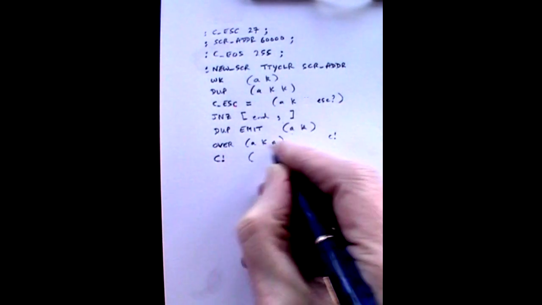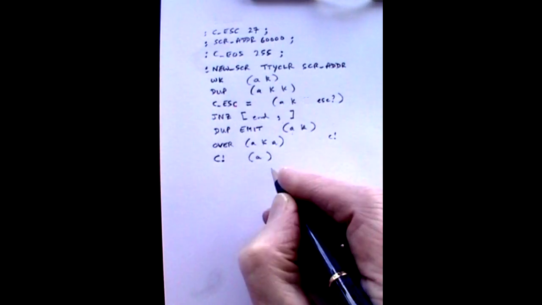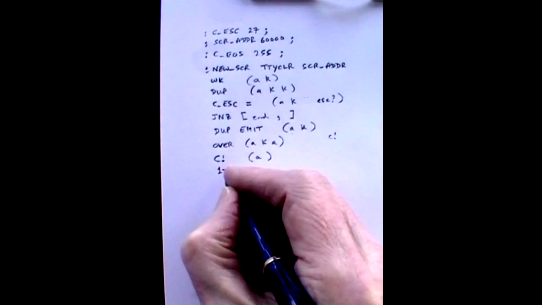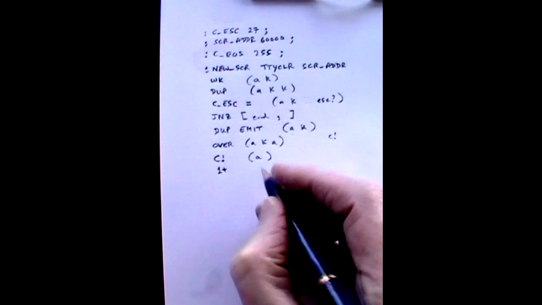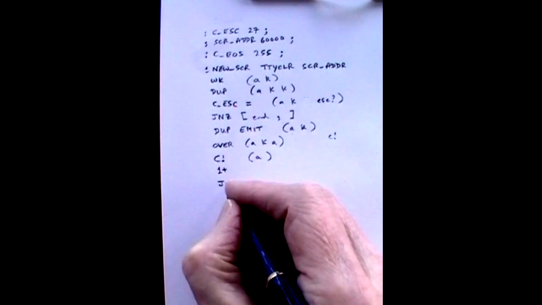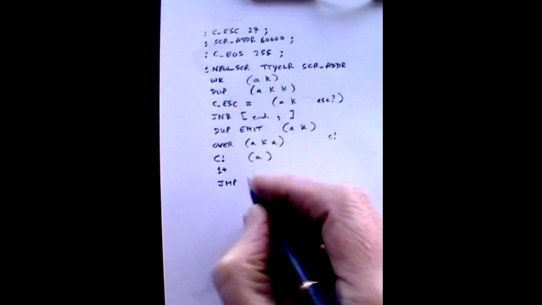As I mentioned, that consumes the top two, and we're left with the address on the stack. We can increment this now. 1 plus is the word that increments top of stack. And finally, we go back to wait key again.